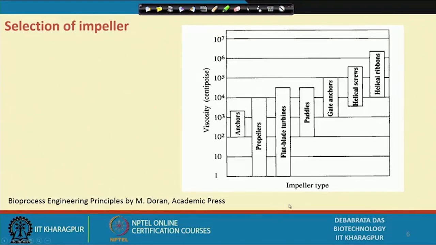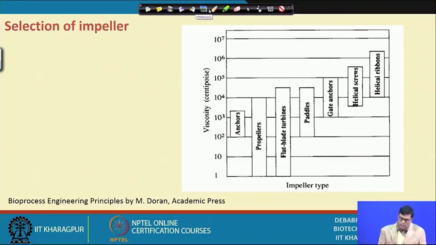Now viscosity plays a very important role as far as the use of different impellers is concerned. Now for the anchor, viscosity usually lies between 10 to the power 2 to 10 to the power 3 centipoise. Then the propeller, which is mostly used in the chemical industry, is 1 to 10 to the power 4 centipoise. Now the flat blade turbine, which is mostly used in the biochemical industry, is 1 to 10 to the power 4. Paddles and other types of impellers are also used.